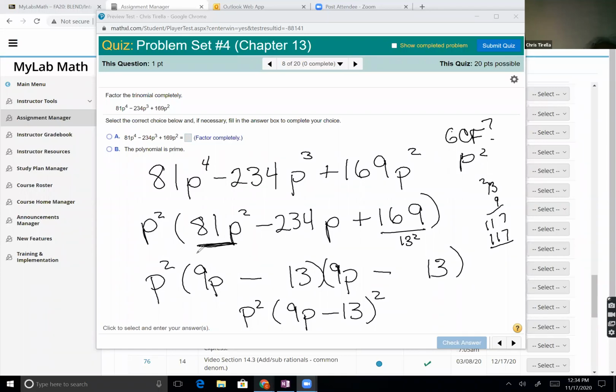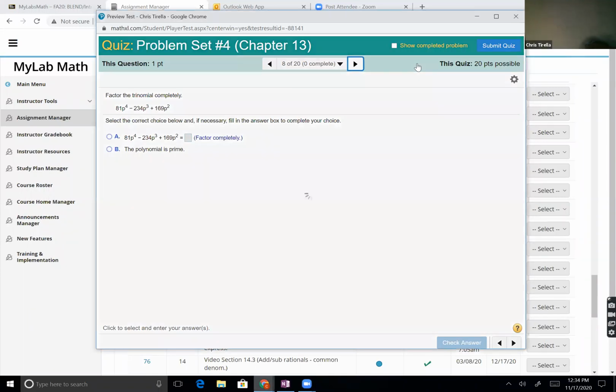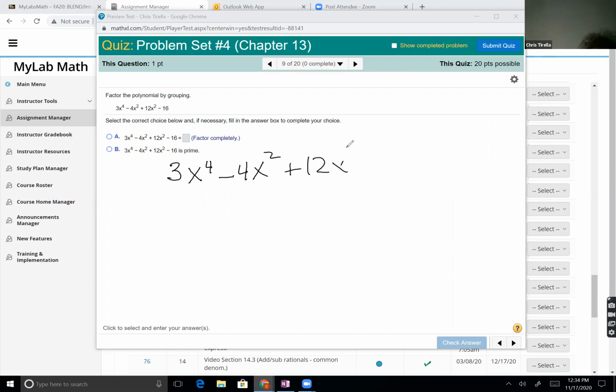Next. Factor by grouping. Okay, grouping isn't too bad. I'm going to be quiet and ask you folks to do the grouping here. Just remind you that we're splitting it up the middle.